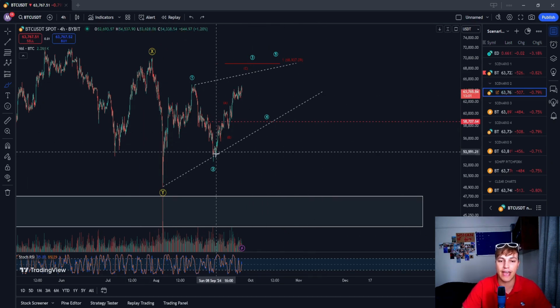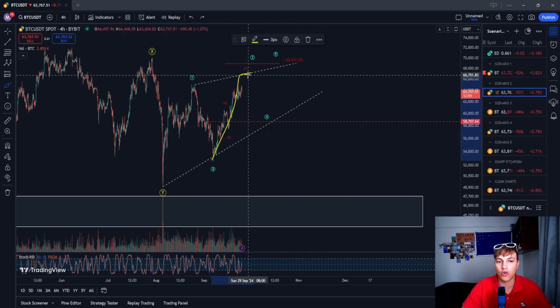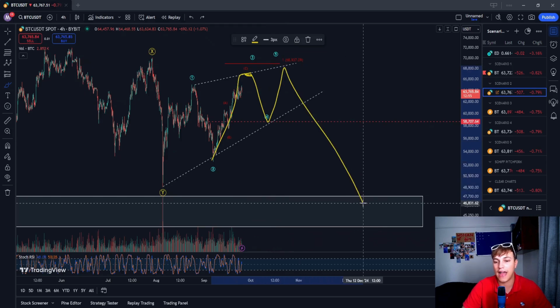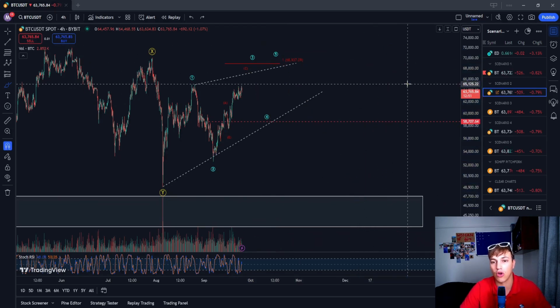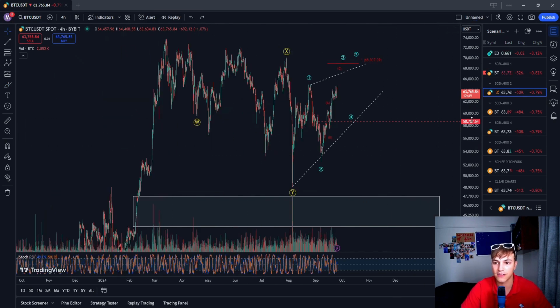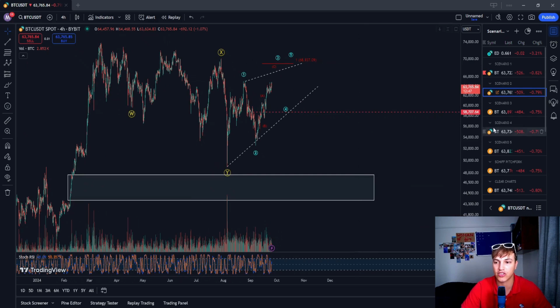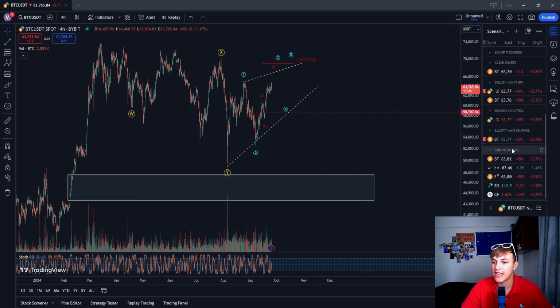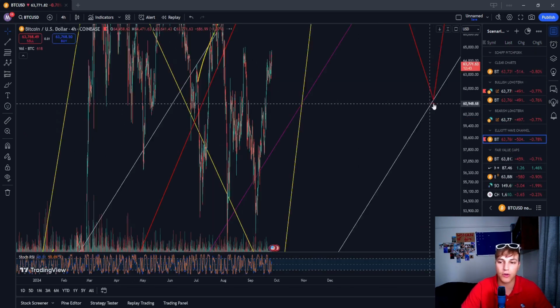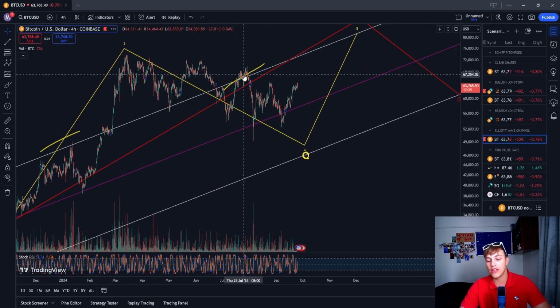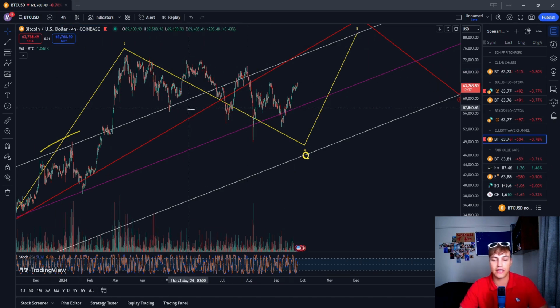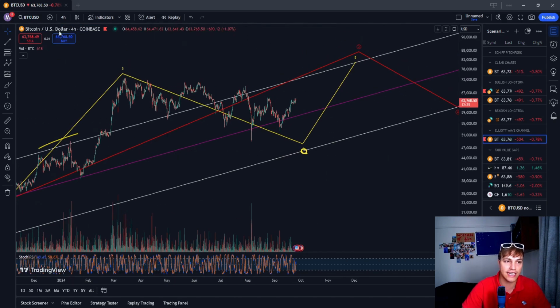Then we could have a move bouncing off this trend line here, then back down, then up, and then that 2 and then 3 as the blast off in the bull market. That would be the main structure here. Then if we look at the Elliott Wave channel, I haven't spoken about this in a while. We've still spoken about this scenario on the chart, being that this wave 4 is not yet in.